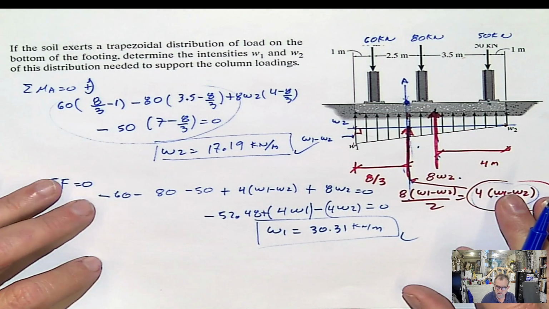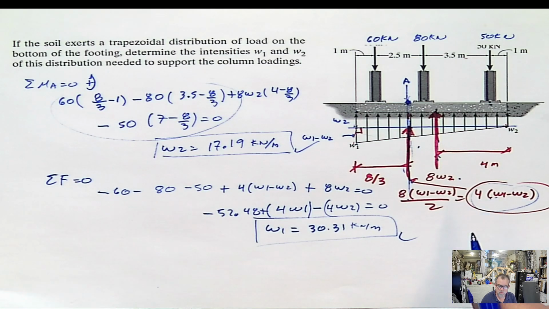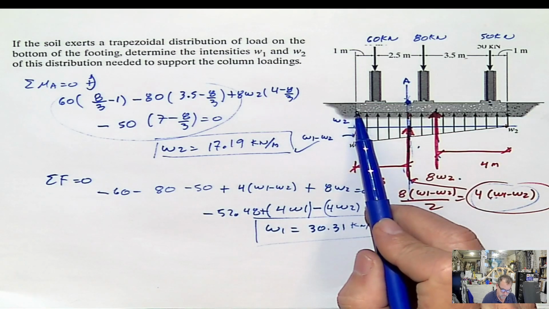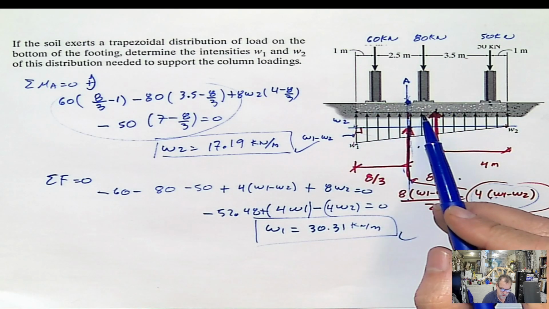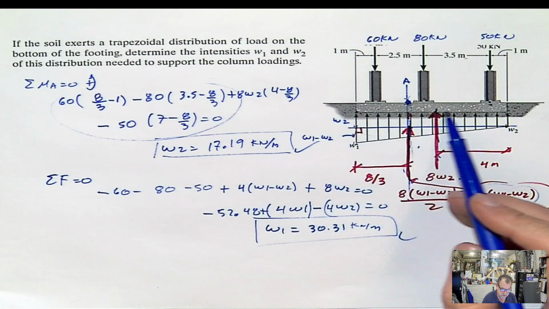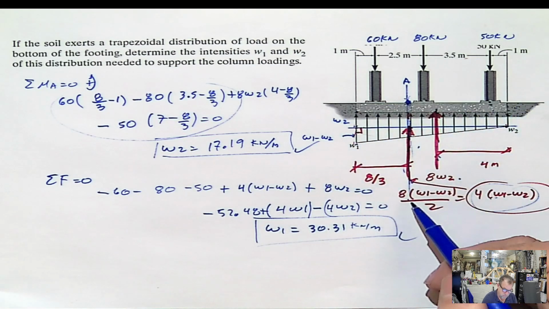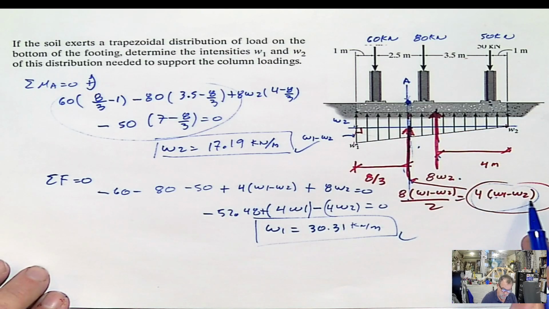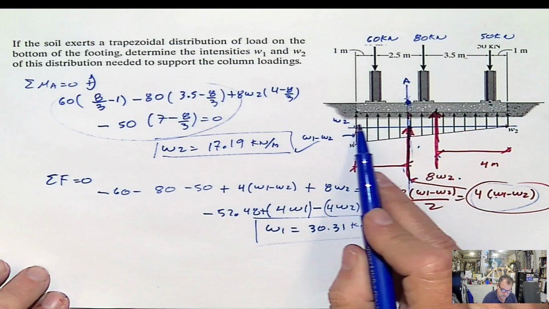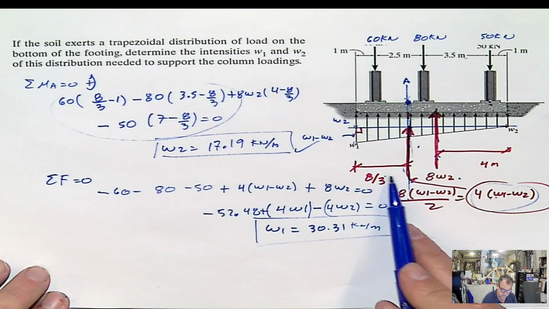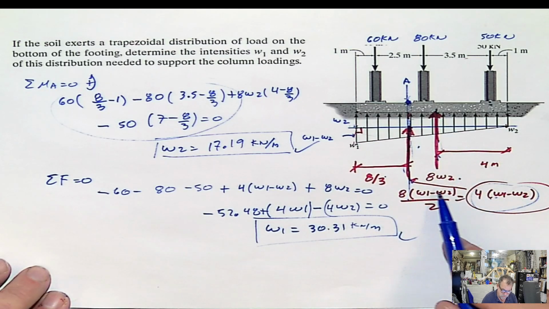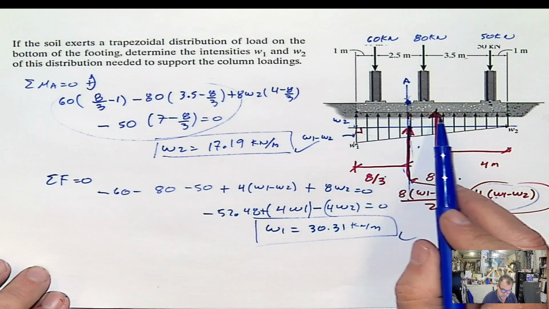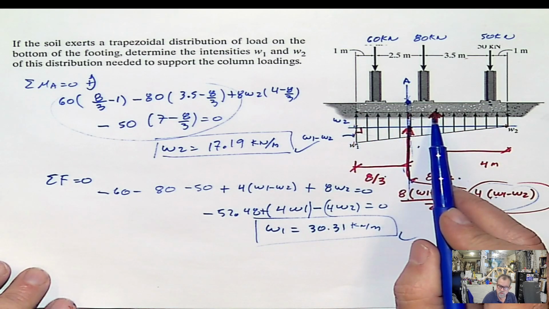Establish equation 1. With what unknowns? W1 and W2. Now do moment, wherever you want to do it. You can do moment here. And say negative 60 times 1, negative 80 times 3.5, negative 50 times 7 in this direction, plus 4W1 minus W2 times this distance. What is this distance? 8 thirds. Plus 8W2 multiplied by this distance. How much is that? 4 equals 0.